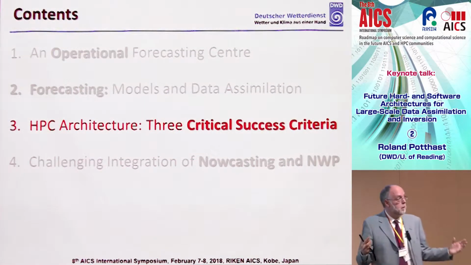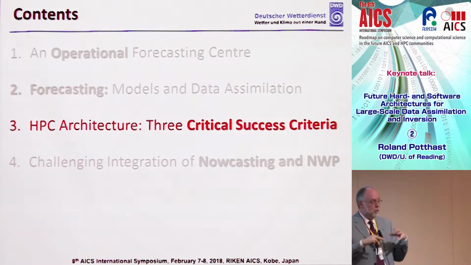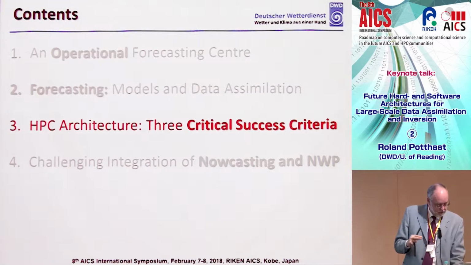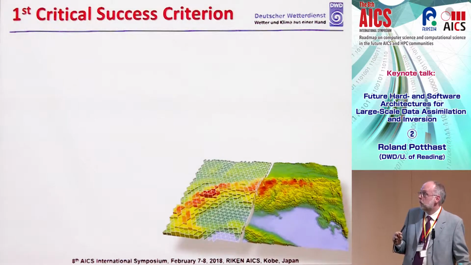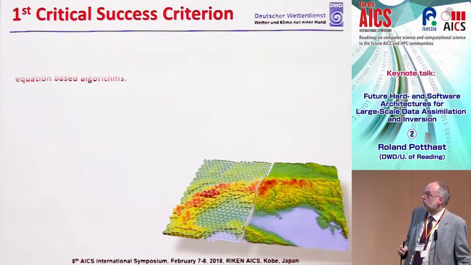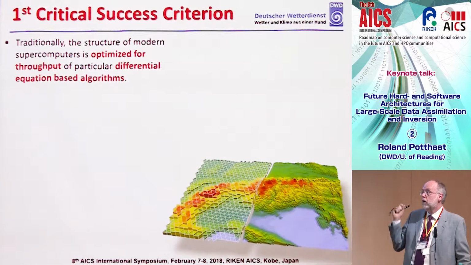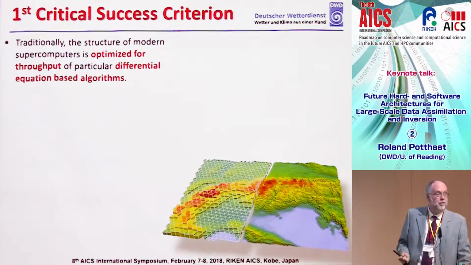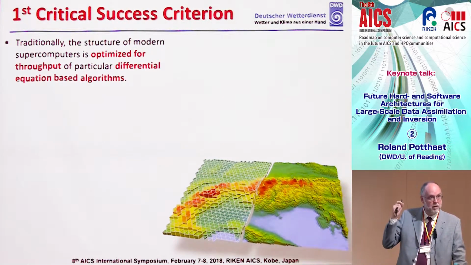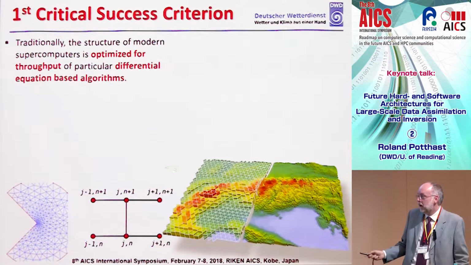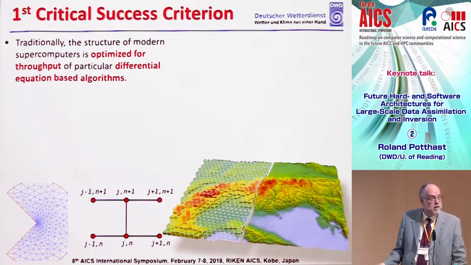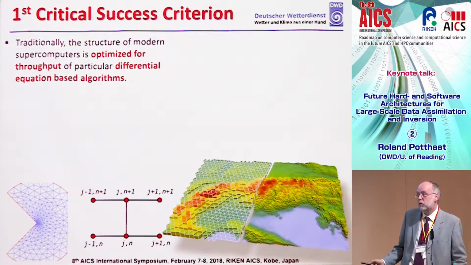So let me now try to wrap up. I try to basically boil it down to 3 things, I think, which will be very important. So the first one is, traditionally, the structure of modern supercomputers is optimized for the throughput of what I would call differential equation-based algorithms. This has been the tradition from the very beginning. So what does it mean? You have this type of stencils on whatever grid you have, and you try to make your computer as fast as possible to do this type of operations.